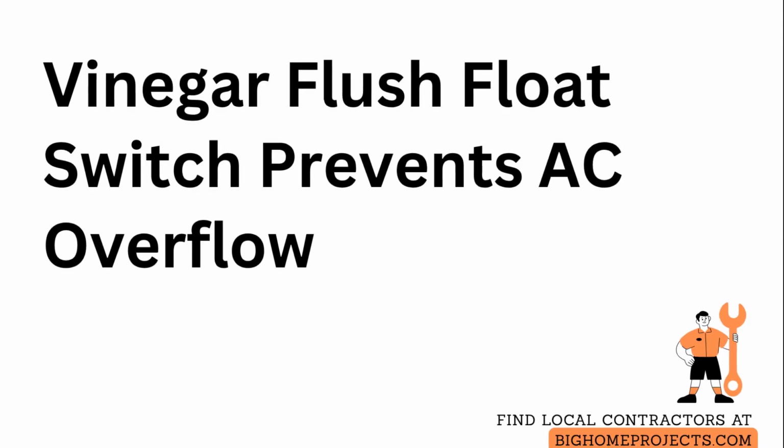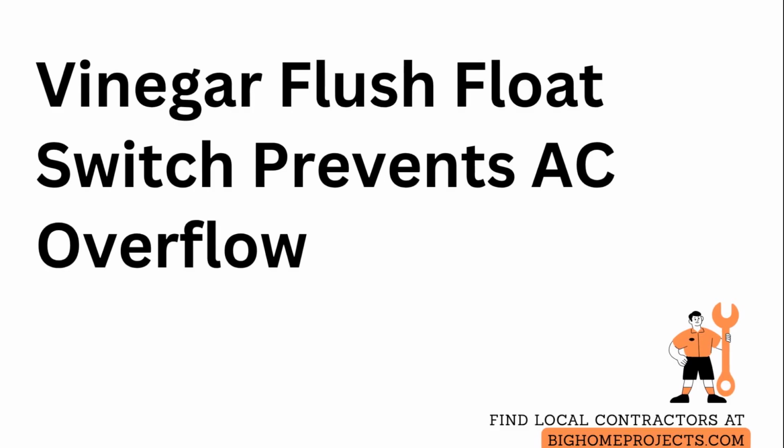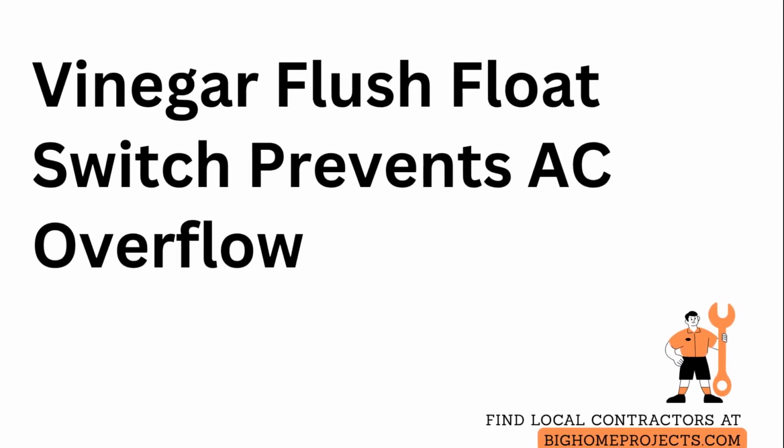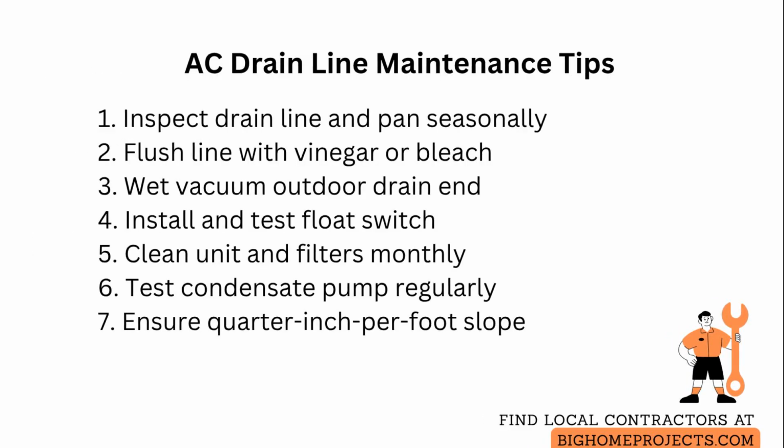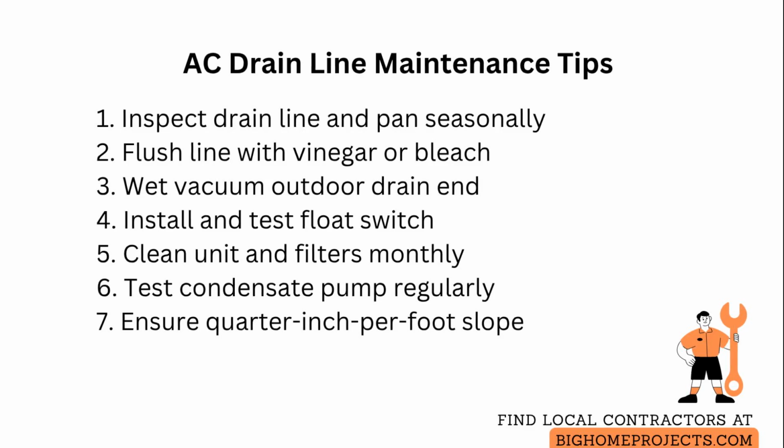Neglecting an air conditioning condensate drain line can quickly turn a small maintenance gap into water damage, system failure, or mold growth. A clogged condensate drain line causes water to back up and overflow the indoor drain pan, which can damage ceilings, floors, and personal belongings. So start by inspecting the drain line and pan every season.